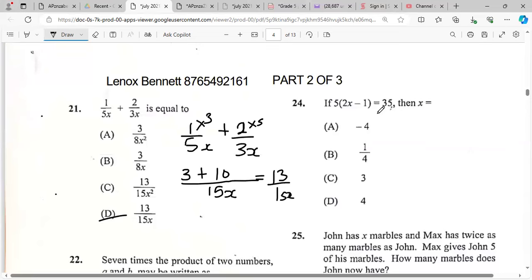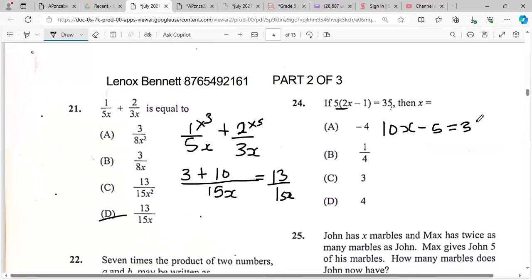If 5 bracket x minus 1 is equal to 35, what's the value of x? So let us expand. The bracket means to multiply. 5 times x, that's 5x. 5 times negative 1, remember, positive times a negative, that's negative. And of course, that must equal 35.